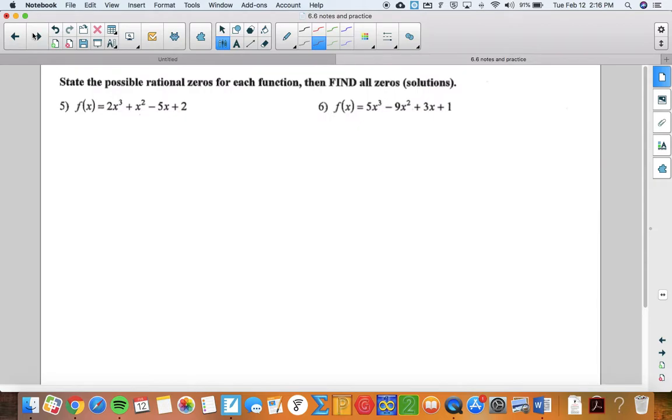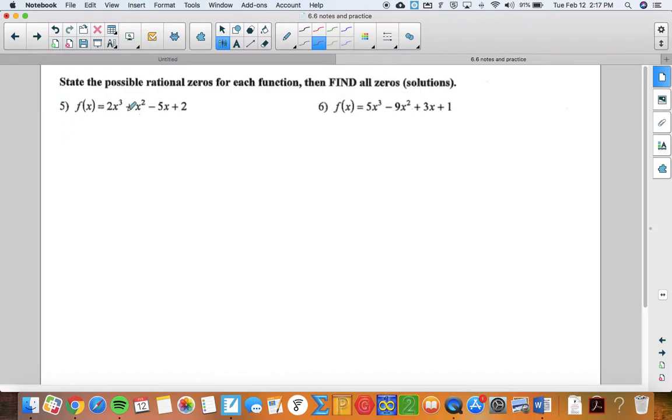State the possible rational zeros for each function, then find all zeros. So we're going to do what we just did, stating the possible rational zeros, and then we'll actually go about trying to find them by picking one of those potential zeros and putting it into synthetic substitution and seeing if we actually get a 0 out for our remainder. And then we know that we can keep factoring further.